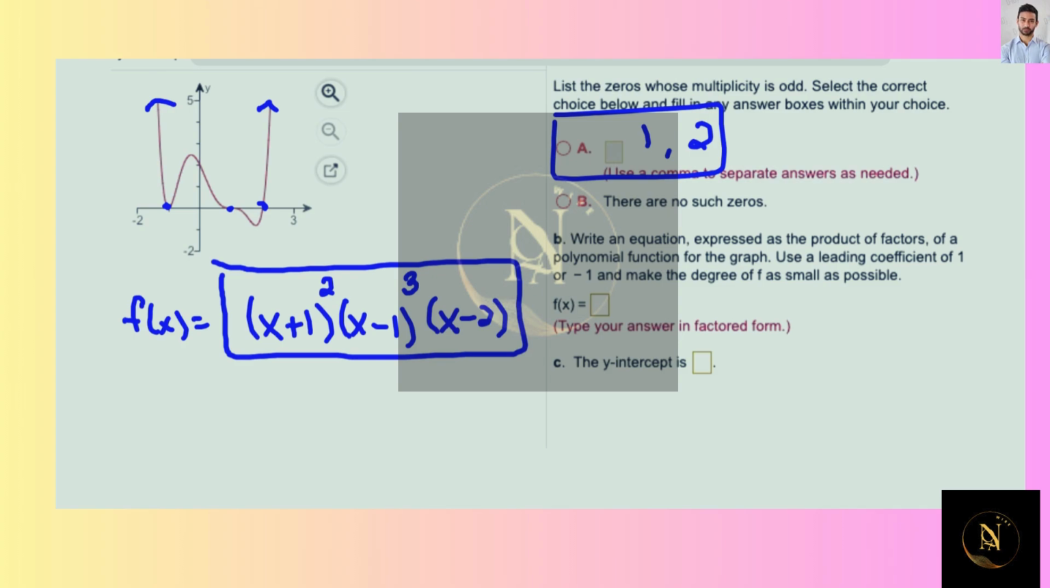For part B, our y-intercept would be 1 times (-1) squared times (-2), which is 2. The y-intercept is 2. If you have to do this as an ordered pair, it'd be (0, 2).